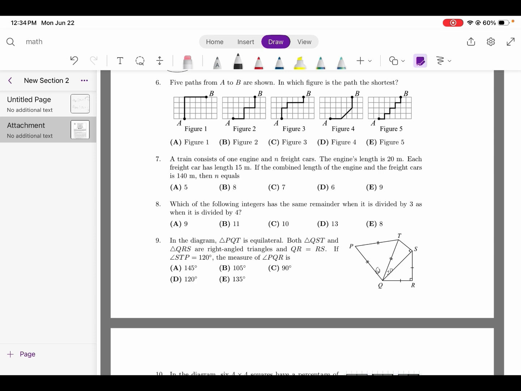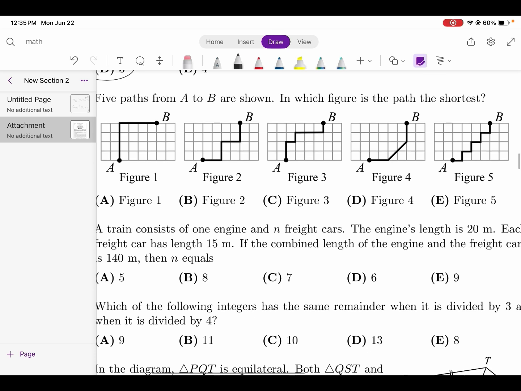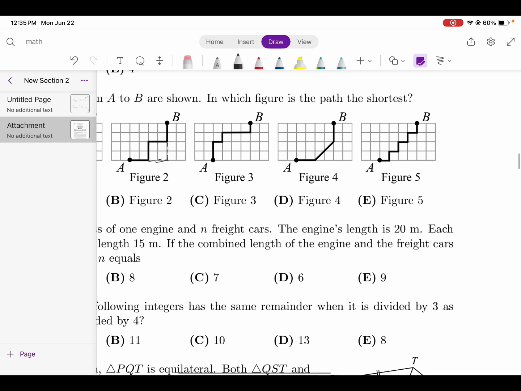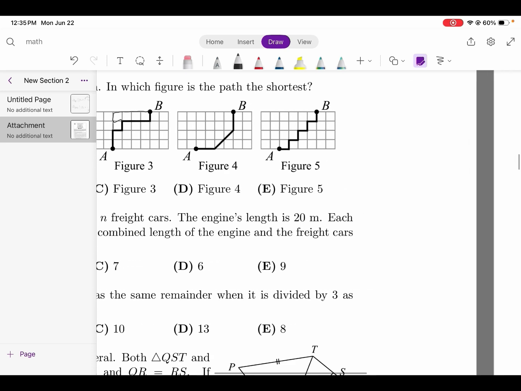Okay. Question 6, which path is the shortest? So essentially what you can see is that 1, 2, 3, and 5 are all the same length. You could either just count that out, or you could see that, for figure 2, for example, you could replace the curve in with those 2. And then for figure 3, you could replace the first curve with this. And then you could replace that curve with this. And so that would be 8 as well.